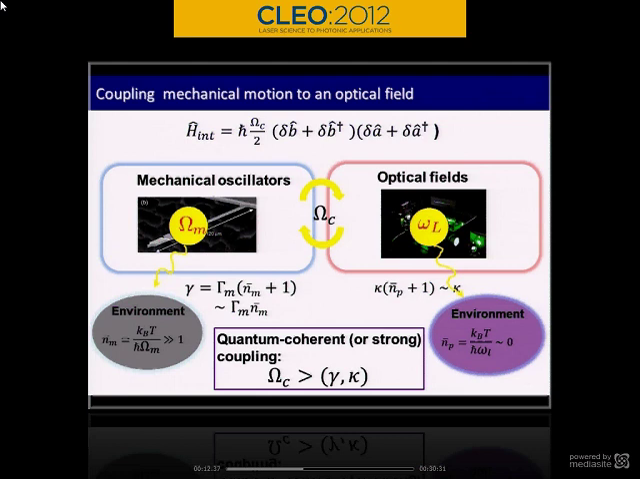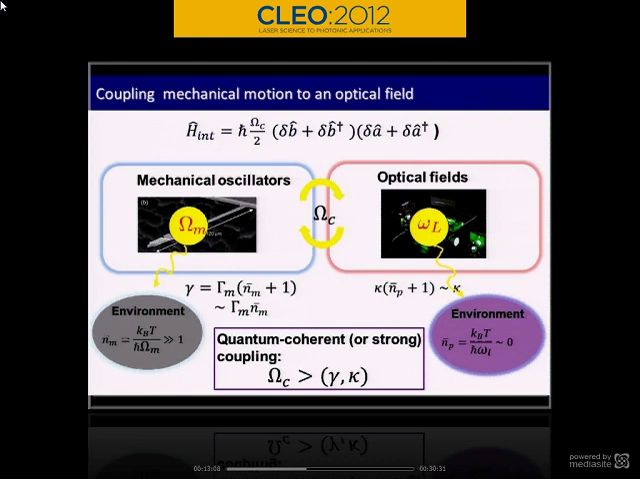Now, what I'd like to explain to you in the remaining part of this talk is an experiment where this hierarchy has been achieved, where you can make the coherent coupling rate between light and mechanics faster than both the optical decoherence rate and the mechanical decoherence rate. That's a regime where you can start thinking of quantum state manipulation, sending in a single photon and swapping it to the mechanics.